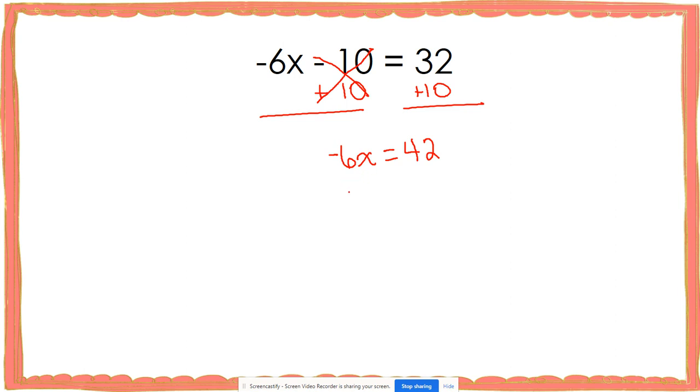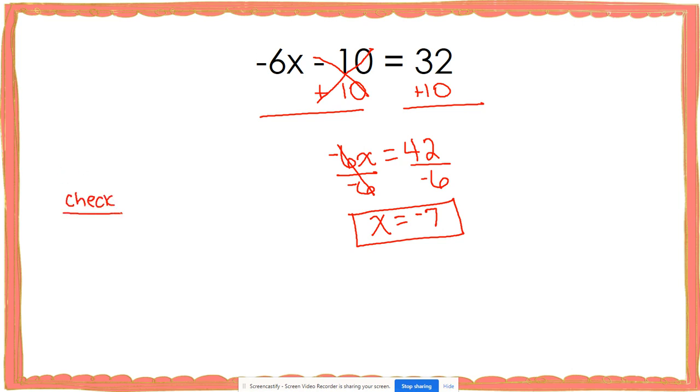I still need to get rid of that, and I notice that negative 6 is being multiplied by x, so the inverse of multiplying by negative 6 is dividing by negative 6, which I'm going to do on both sides of my equation. My negative 6's will cancel to leave me with x, and then my equal sign, and I have positive 42 divided by negative 6, which gives me negative 7. So my solution is x equals negative 7.